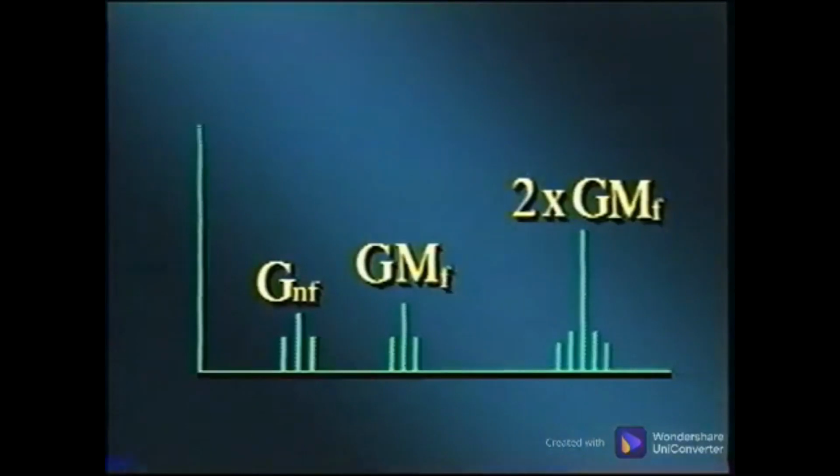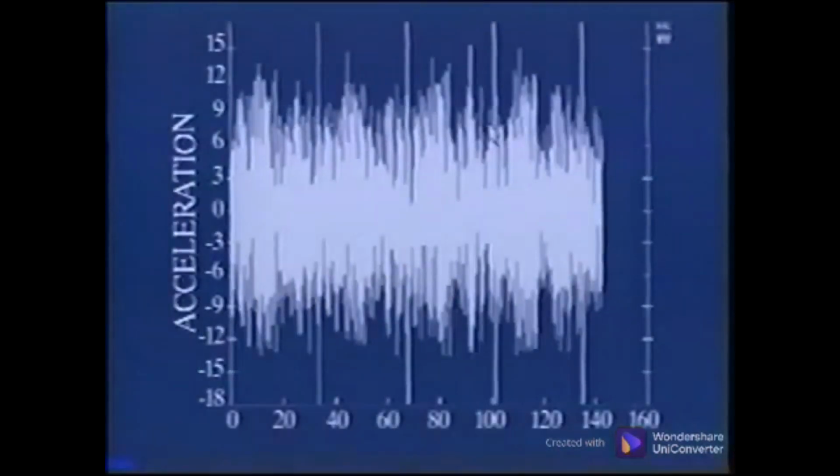These impacts excite the gear natural frequency and cause it to appear in the spectrum with sidebands of the shaft speed. There may be multiple sidebands around the 2 times gear mesh frequency. The waveform will have considerable impacting with high levels.